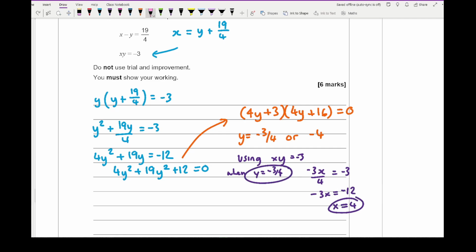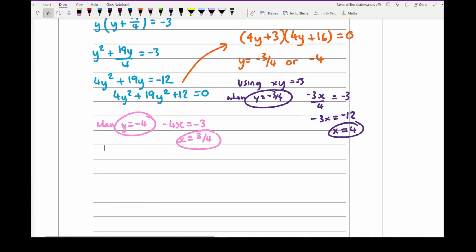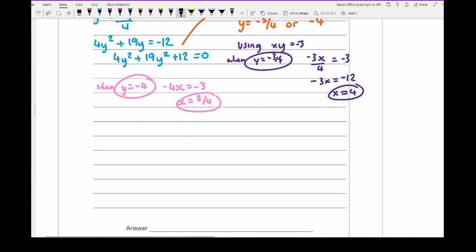And then for my second set of values, when y equals minus 4, we end up with minus 4x equals minus 3. So x equals 3 over 4. And there is my second set of results. So all that's left for me to do is just neaten up the answer. So x equals 3 over 4, y equals minus 4, and x equals 4, and y equals minus 3/4. And there are my set of answers.